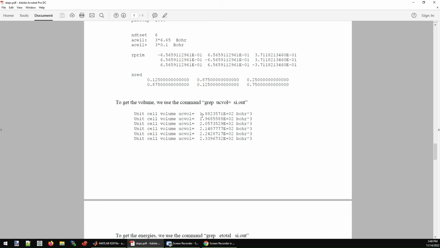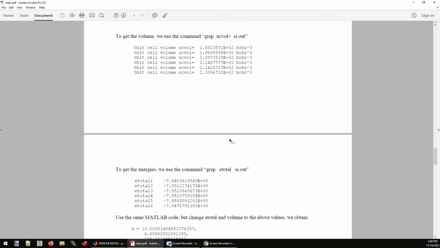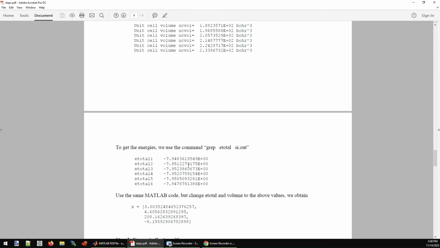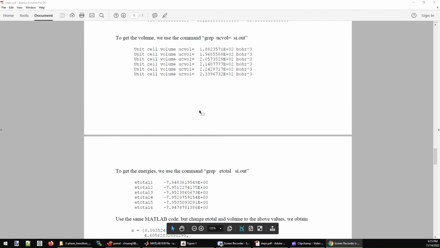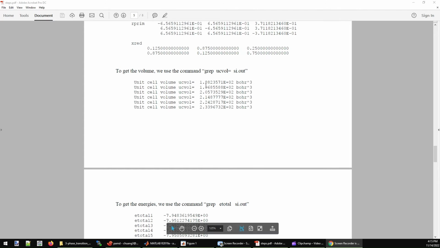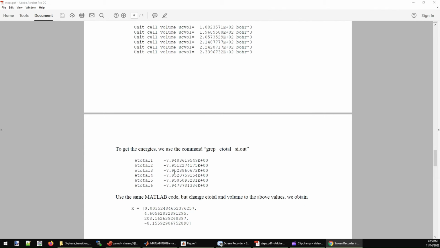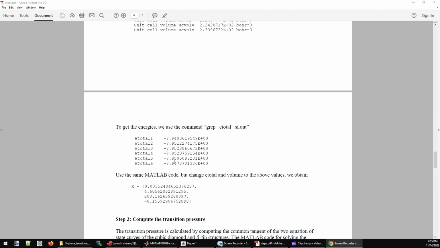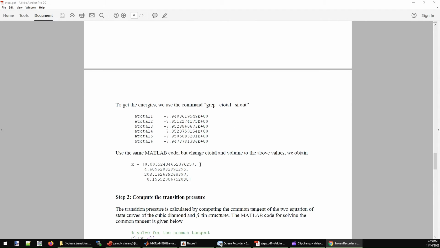In the end, we get the volume for each of these jobs, which is here, and we also get the energy for each of these jobs. After plugging these volumes and the energies of the beta-tin structure into the previous MATLAB program, we can get the equation of states for this beta-tin structure as well. And these X parameters are the results from that fitting, and we are going to use them.